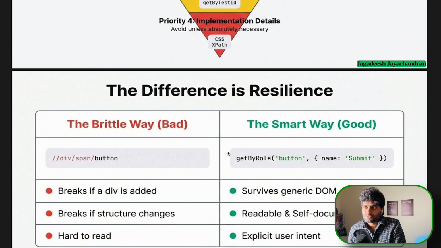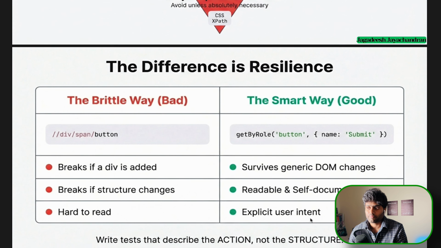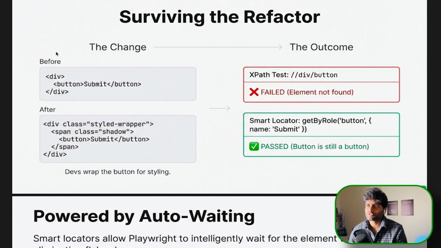The difference is resilience. The brittle way is this, and the smart way is this. The brittle way breaks if a div is added or if the structure changes, and it's hard to read. The smart way survives generic DOM changes, because developers predominantly keep the names as they are. They may change the structure, but they will not change the text. If they do, it's actually a requirement change, and you will get to know. It's readable, self-documenting, and explicit user intent. Yeah, so this one I wanted to cover.